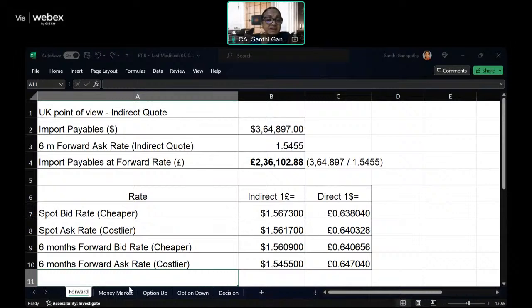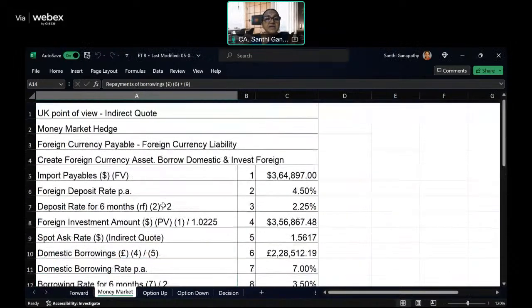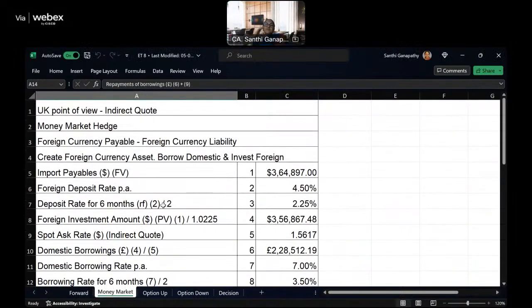Next, we are interested in the money market. Money market, what should we do? Is it a foreign currency payable or receivable? It is a payable. So do you have a foreign currency liability? Yes. If you have a foreign currency liability, what should you do? Create a foreign currency asset. Borrow domestic and invest foreign.